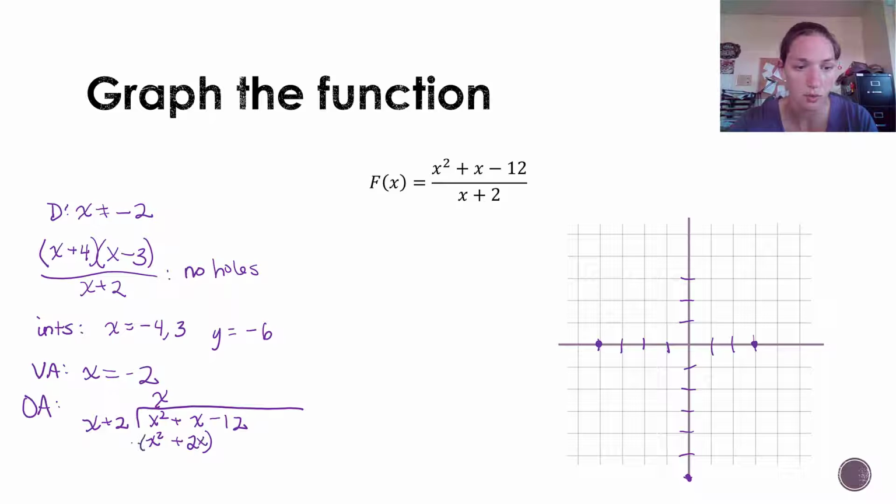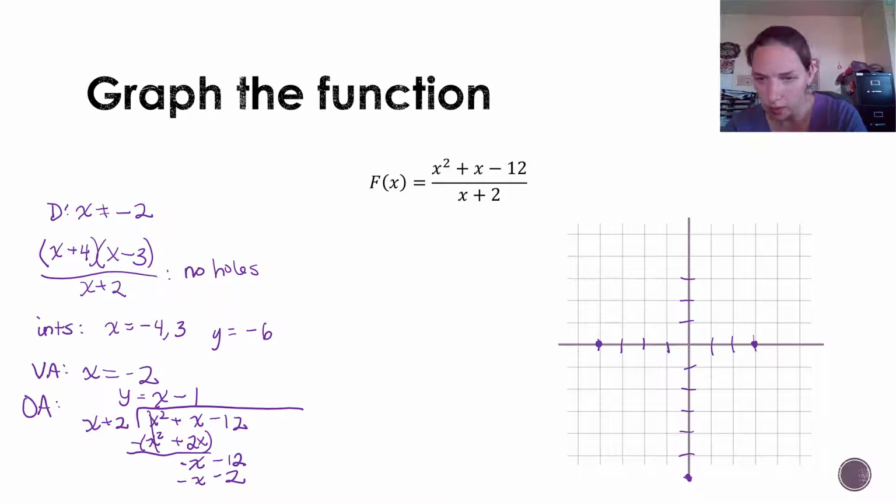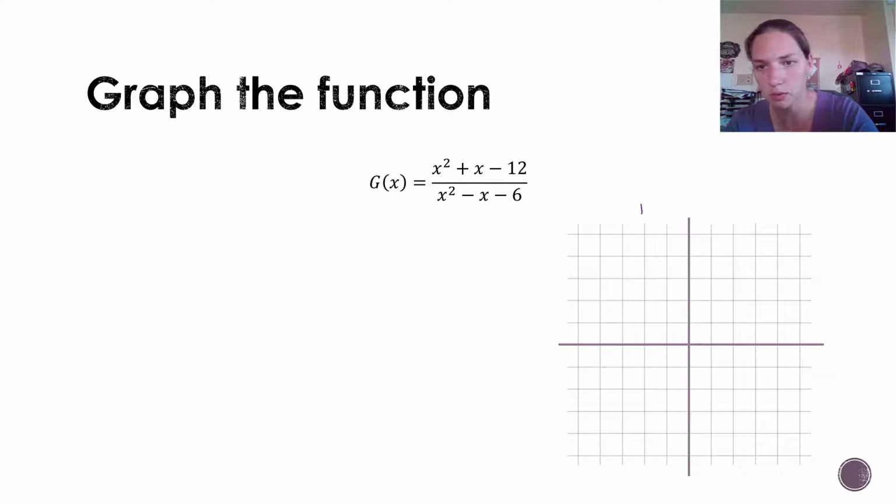And then subtract. Those go away. And x minus 2x is minus x. So I'll have a -1 here. And then 12 minus x minus 2. So now my OA is this. There we go. So my oblique asymptote is the line y equals x minus 1. So that's going to be x minus 1 is here. And I'm going up 1 over 1. Okay, so there we go. And then my vertical asymptote we said was at x equals -2. There we go.